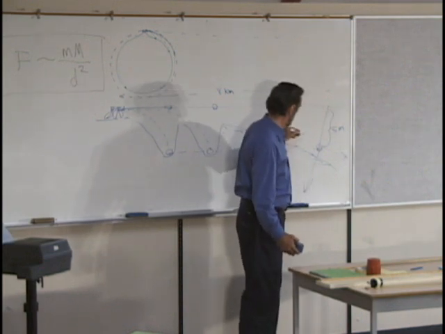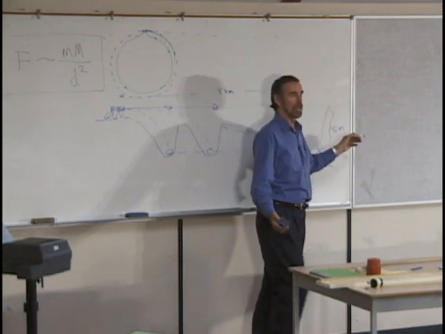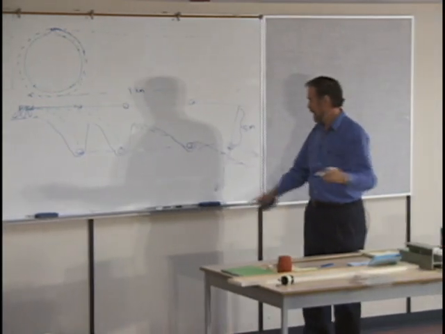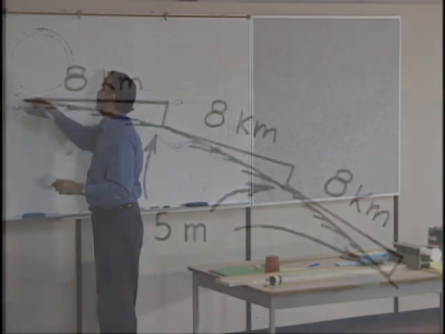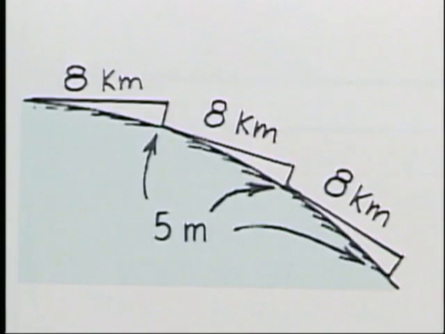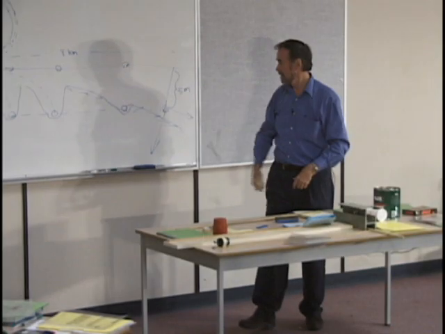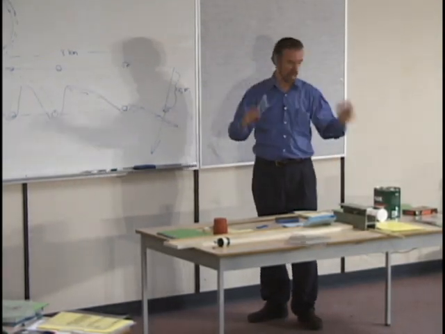Gravity is acting this way. The displacement is this way. No work, no change in energy. So you have the same speed here as you had here. And around and around and around it goes. Ain't that nice? And the calculation can be made with simple arithmetic.